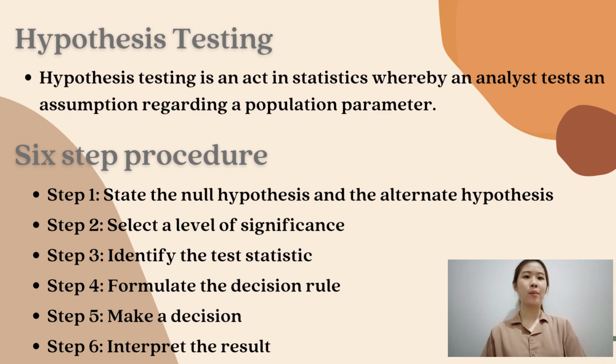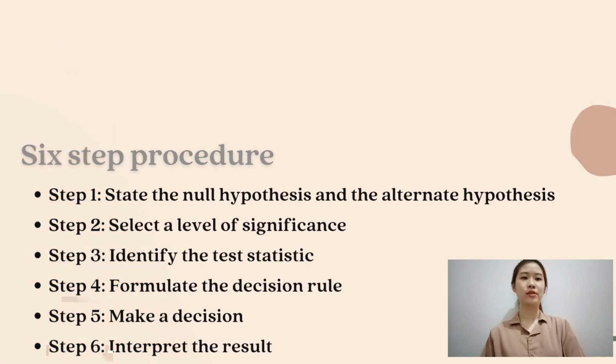There are 6 steps of hypothesis testing. Step 1. State the null hypothesis and alternate hypothesis. Step 2. Select a level of significance. Step 3. Identify the test statistic. Step 4. Formulate the decision rule. Step 5. Make a decision. Step 6. Interpret the result. So now, we are going to use these 6 steps to solve the following problem.